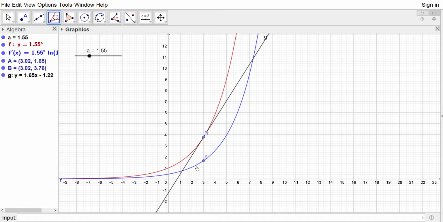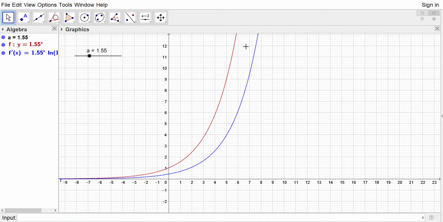So remember, the gradient function tells you the gradient of the tangent of the original graph at that point. So at x is 3, the height of this gradient function tells us the gradient of this tangent is 1.65. We can see that those two values are exactly the same. If I was to move a along to 4 and b along to 4 also, you can see that I've not quite lined them up perfectly there, but they should be exactly the same value again. So let's just get rid of those points. Okay, so the blue function is our gradient function.